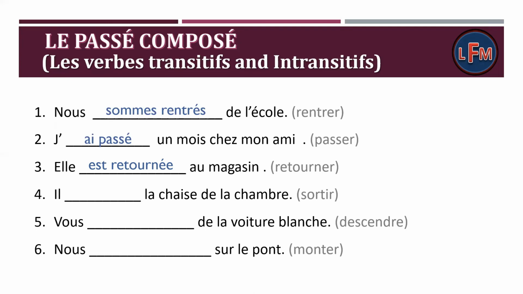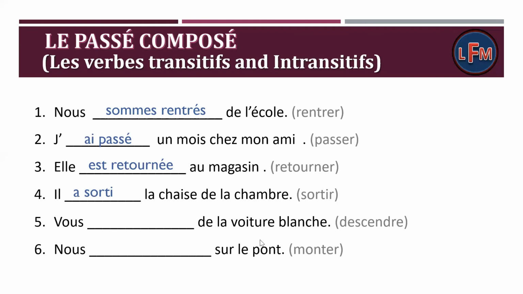Il dash la chaise de la chambre. Here we have the verb sortir, which means to take out or to get out. He takes out the chair from the room. So here the action is done on an object, la chaise. So we use the avoir verb here. Elle a sorti la chaise de la chambre.